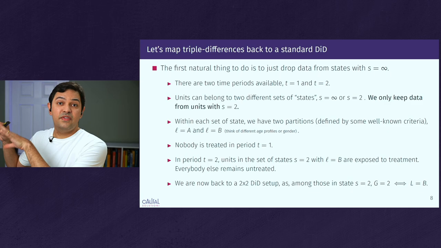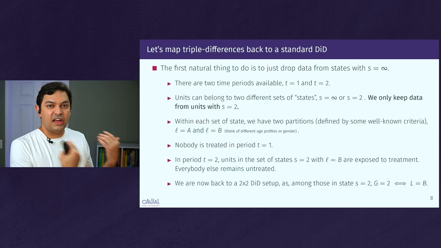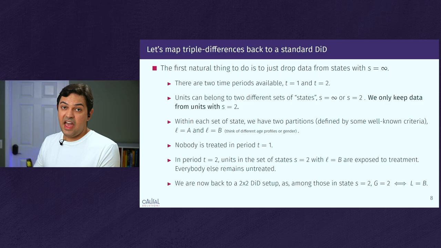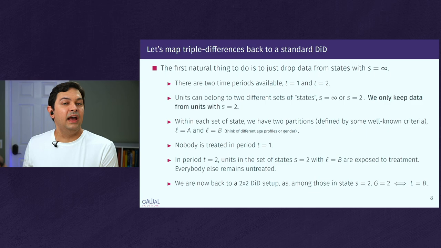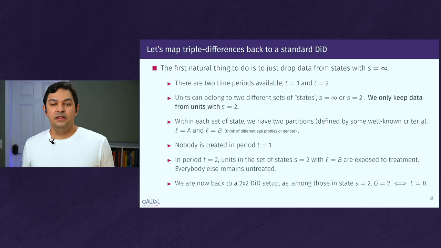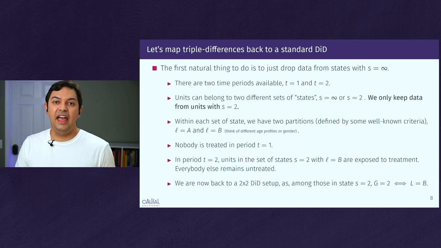Now, within the states that I kept, I still have two partitions of the data. Those are the target population for the policy, which in our example from Gruber, 1994, is married women between 20 and 40 years old. And I still have the other partition, which is everybody older than 40, and single males between 20 and 40. I can keep those as well. So I have two groups, L equals A and L equals B. Nobody's treated in period one, that was the design. And now, among the units I have kept in the data, you are treated in period two if you belong to partition L equals B, and you are untreated if you are in partition L equals A.